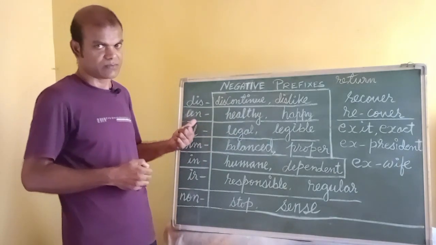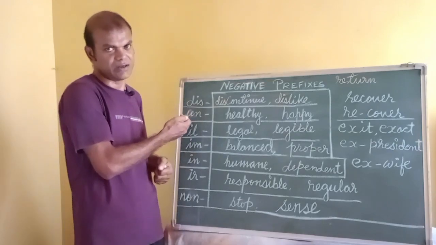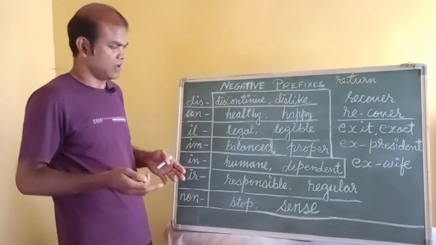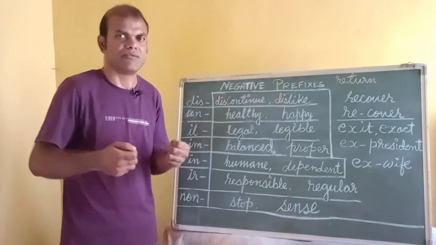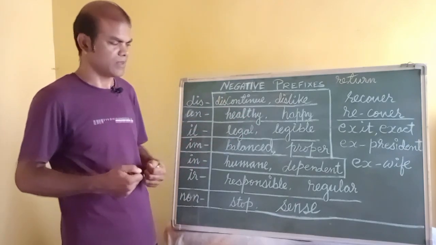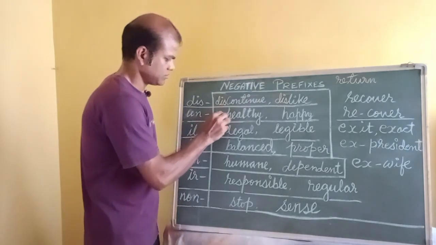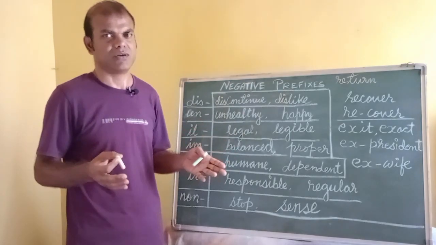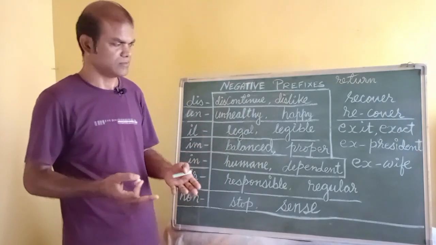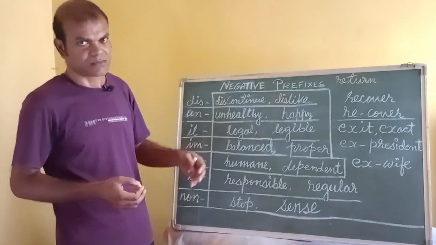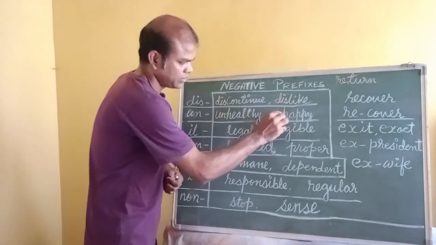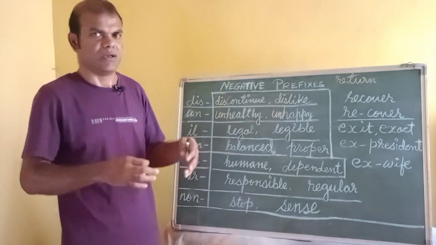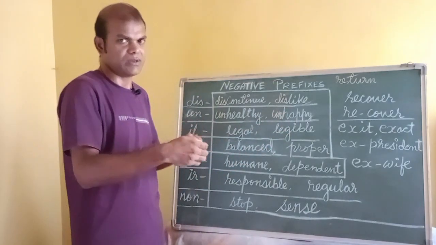Second is un. This is very commonly used in English. You will always see this prefix un. Like healthy. Healthy means you are well, you are strong. If we add un, now this is unhealthy, you are not well, you are weak. Okay, happy, unhappy, now you are not happy. Happy, you are happy, unhappy, now you are not happy.